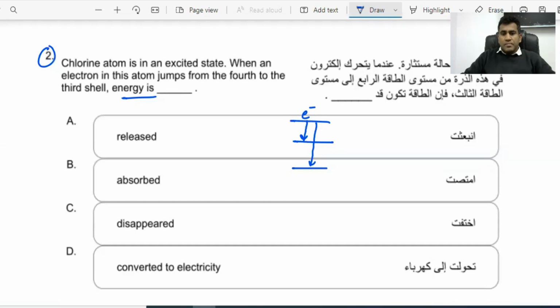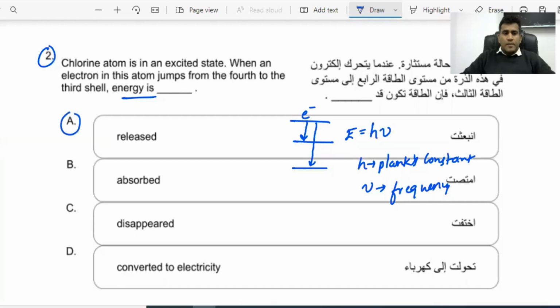According to the Bohr model, the amount of energy released is E equals h times v, where h represents the Planck's constant, and v represents the frequency of the light. So that is how the energy of the electron depends. So it radiates the energy, it releases the energy. So we go with A as the option here.